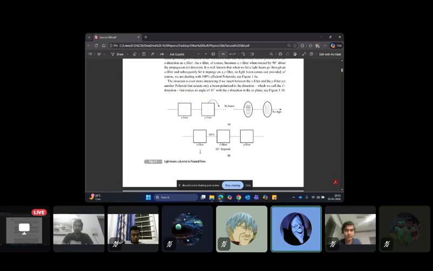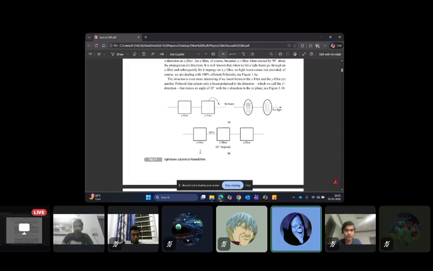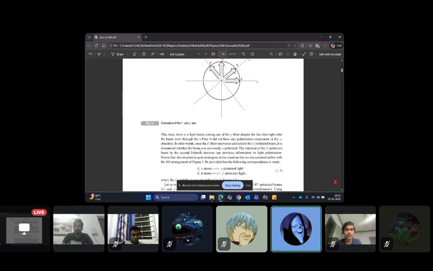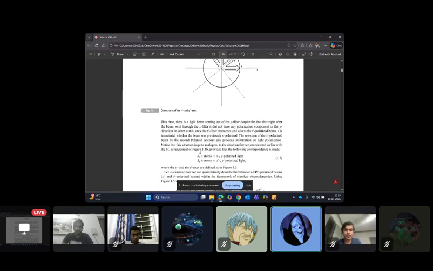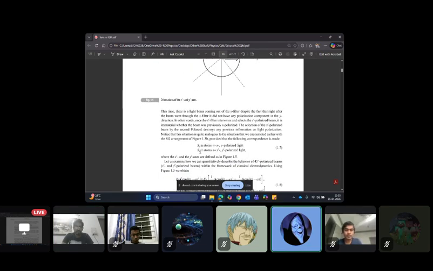This time, there's a light beam coming out of the Y filter, despite the fact that right after the beam went through the X filter, it did not have any polarization component in the Y direction. In other words, once the X prime filter intervenes and selects the X prime polarized beam, it is immaterial whether the beam was previously X polarized. The selection of the X prime polarized beam by the second Polaroid destroys any previous information on light polarization.